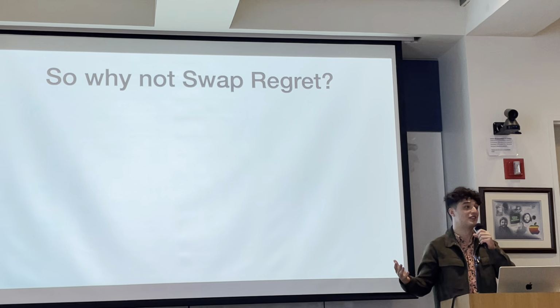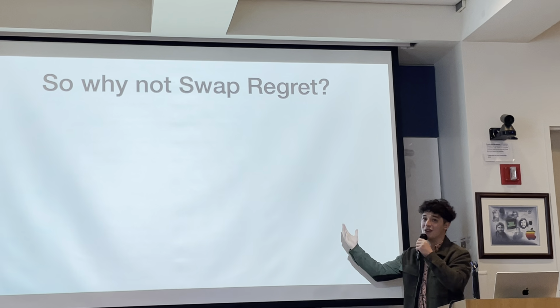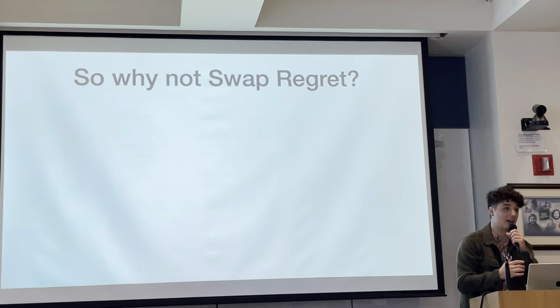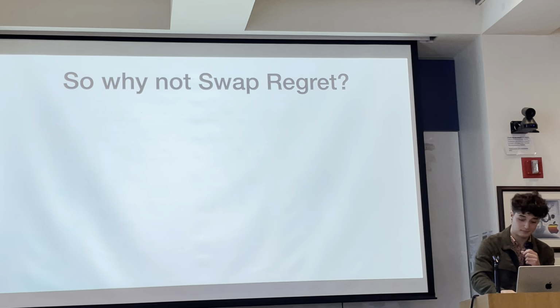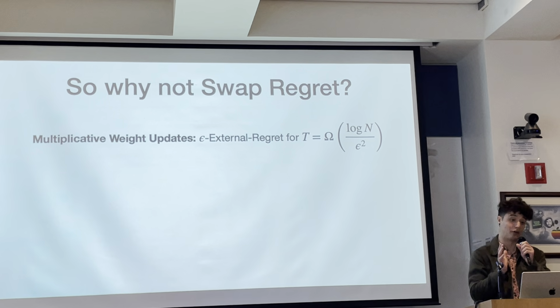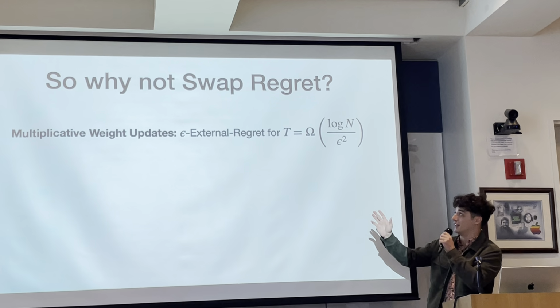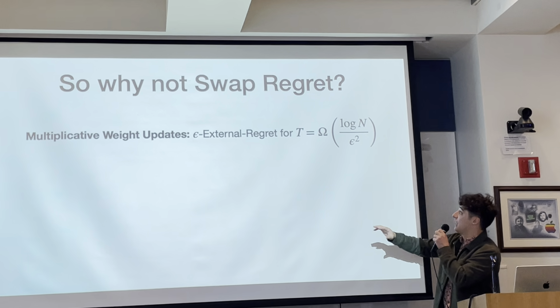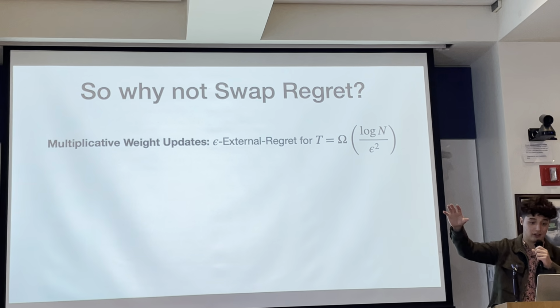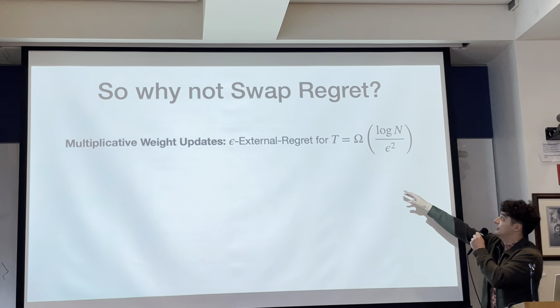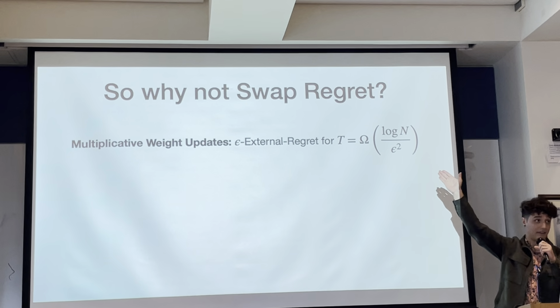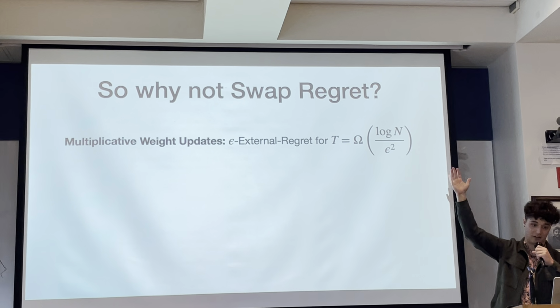So, why isn't everyone running swap regret algorithms? I've told you all of this incredible stuff about them, all of these guarantees. Why are external regret algorithms a lot more popular in practice? There are classic external regret minimizing algorithms, like the multiplicative weight update algorithm, which will guarantee an external regret of at most epsilon after a number of rounds T that depends logarithmically on the number of actions, and also a factor of 1 over epsilon squared.